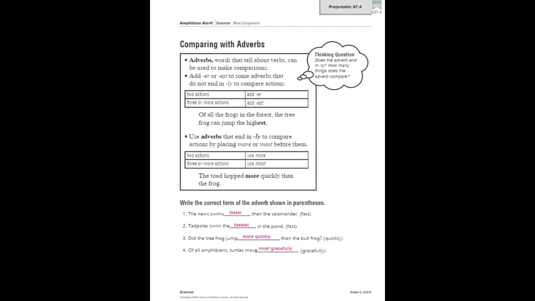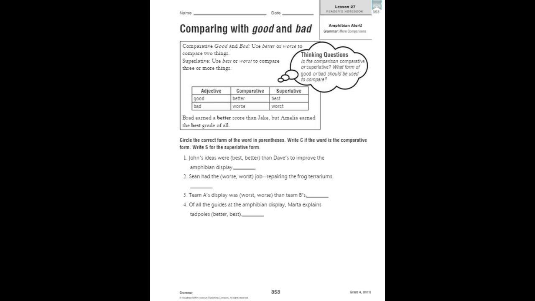Now I'm going to send you on your merry way in your reader's notebook to practice comparing with good and bad and comparing with adverbs. On page 353 of your reader's notebook, you will see comparing with good and bad. You will see the information, this chart, some examples and the thinking question. You're going to do similar to what we did on the projectable, but you're going to circle the correct form of the word in parentheses. They wrote it for you. And write C if it's comparative and only compares 2, and S for superlative, meaning it compares 3 or more. You can use this chart to help you.